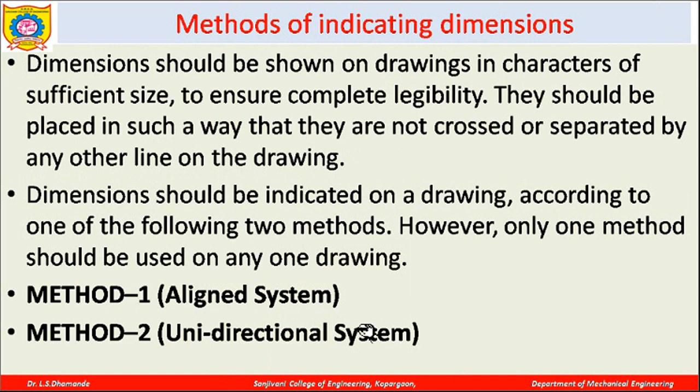Dimensions should be shown on drawings in characters of sufficient size to ensure complete legibility. They should be placed in such a way that they are not crossed or separated by any other line on the drawing. Then the dimension should be indicated on the drawing according to one of the following two methods. However, only one method should be used on any one drawing. So you cannot make a combination of both. Either you have to follow the aligned system, or you have to follow the unidirectional system. Now let us understand what the aligned system is.